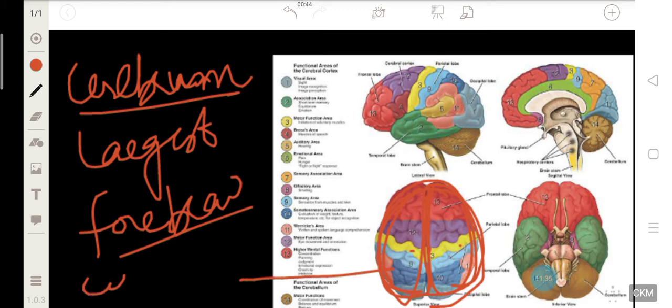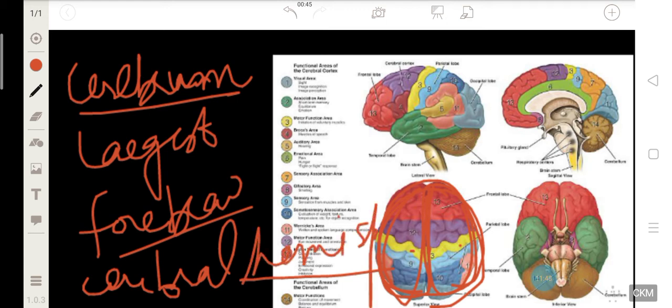So this is basically known as what? Cerebral hemisphere. That is known as a cerebral hemisphere. So you can see that these two hemispheres are there, and this is basically known as a cerebral hemisphere.